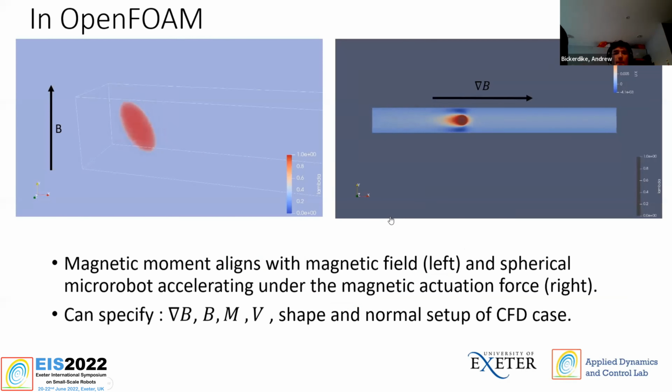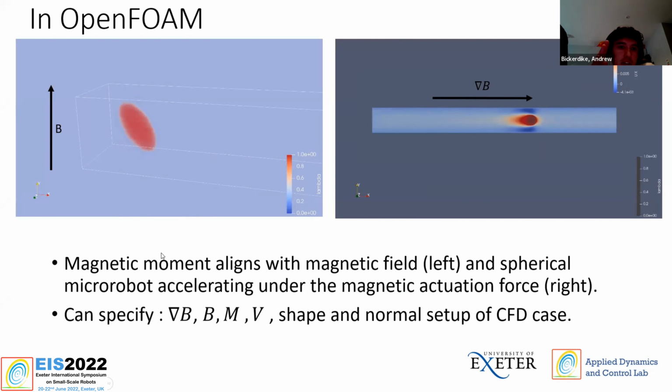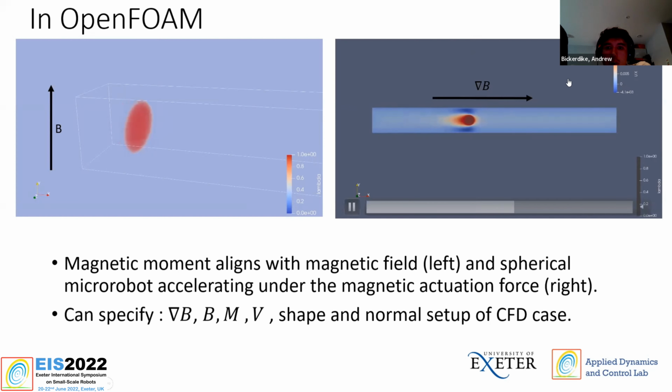For an open form, just two little figures showing the proof that the code's working, really. On the left, you can see an ellipsoid-shaped microrobot initially aligned with its magnetic moment along the x-axis, and you can see it's aligning its magnetic moment with the direction of the uniform magnetic field we've applied there. Likewise, with our figure on the right, we're seeing a spherical bead, pulling gradient microrobot accelerating under the magnetic actuation force supplied by our magnetic field gradient.